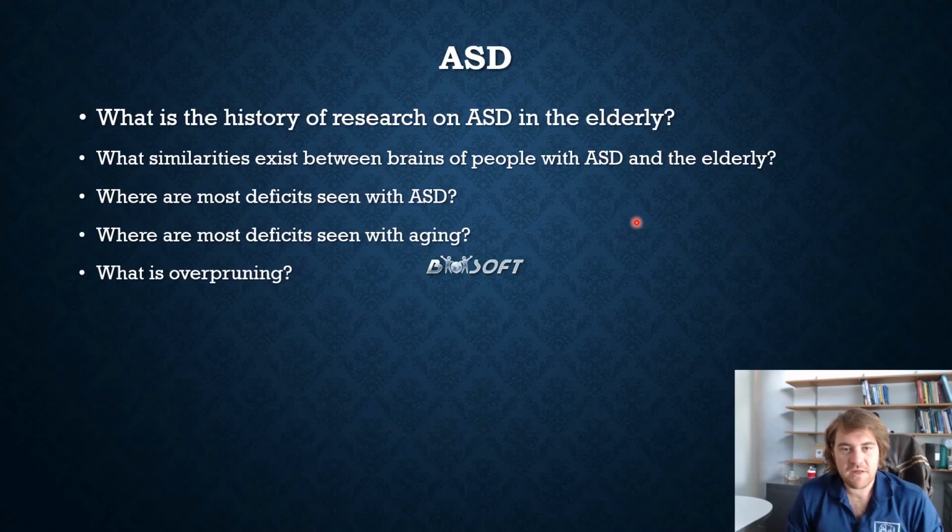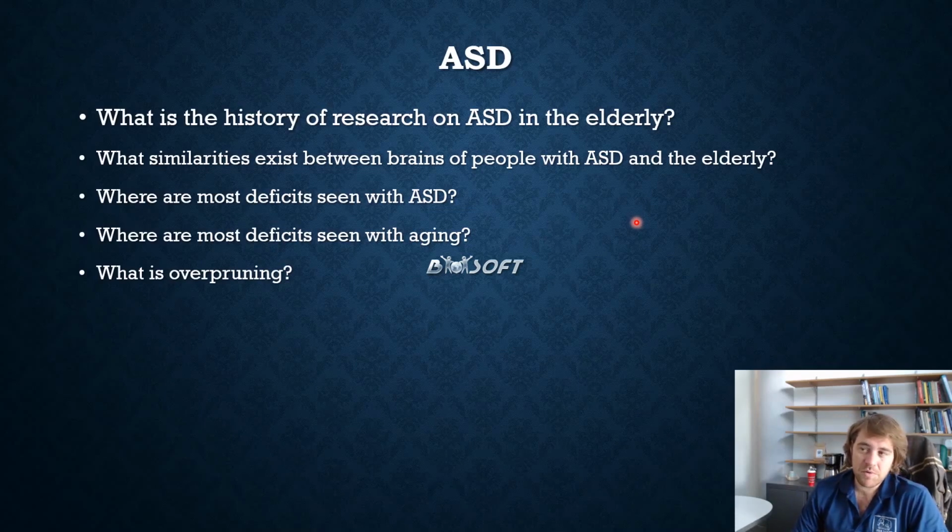Okay, so the history of research on ASD in the elderly, not very great, right? And one of the reasons for that is we just weren't noticing how many people there were, right? The very first person who was diagnosed as having autism was in the 40s, and they're just now in their 80s. So it's not like it's a disease that we've been able to look at for a long time. It's a new field, looking at ASD in the elderly.